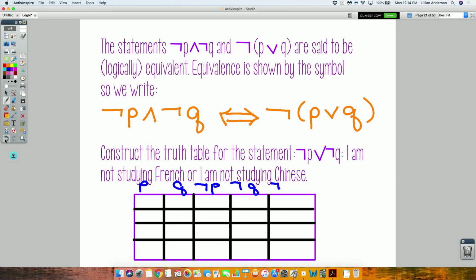Oh, not P. Inclusive or Q. I mean, not Q. There you go. All right, I want you to complete the truth table for this. Complete the truth table for this.